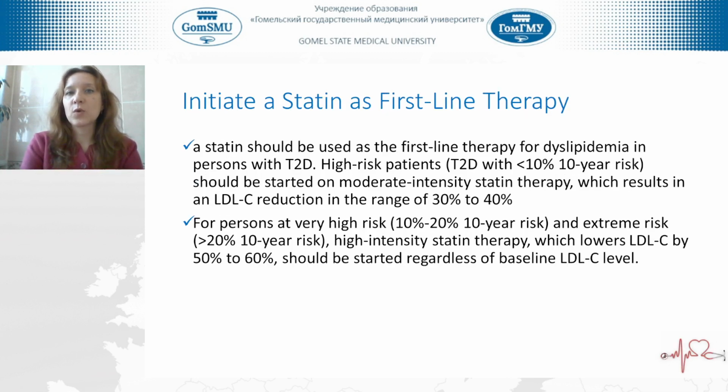Initiate a statin as first-line therapy. A statin should be used as the first-line therapy for dyslipidemia in persons with type 2 diabetes. High-risk patients should be started on moderate intensity statin therapy, which results in a low density cholesterol reduction in the range of 30 to 40%. For persons at very high risk and extreme risk, high intensity statin therapy, which lowers low density cholesterol by 50 to 60%, should be started regardless of baseline low density cholesterol level.